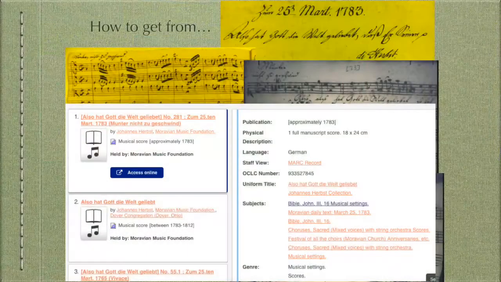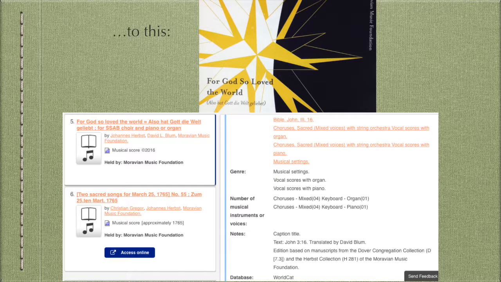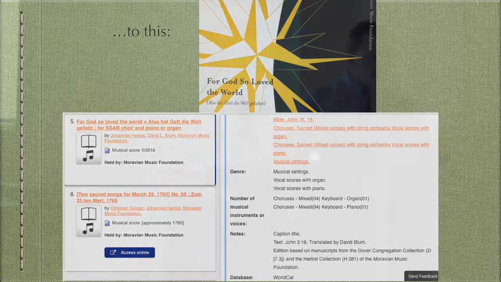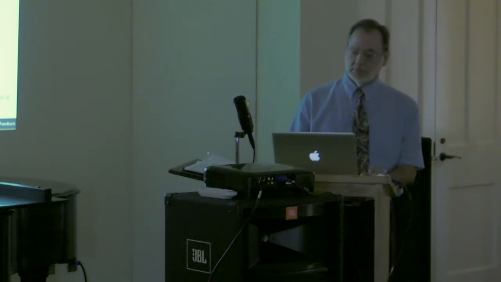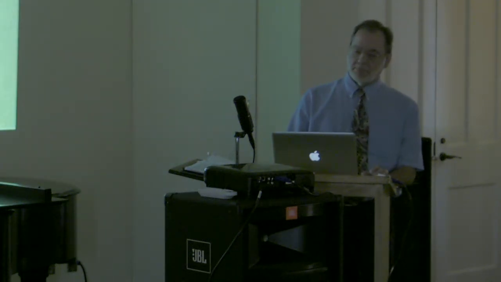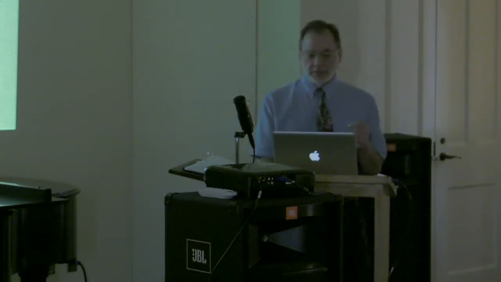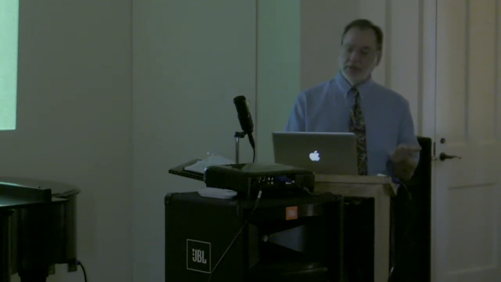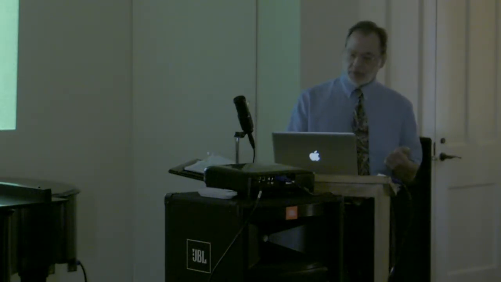So again, how to get from manuscripts, and all the individual manuscripts are cataloged, and there's a cataloging record on Gemeincat for each one, to the final publication. And all these final publications are also in our catalog. I'm using as an example the edition that I did of For God So Loved the World, also Hat Gott die Welt geliebt, by Herbst, which is in the Herbst collection and also in the Dover, Ohio collection.